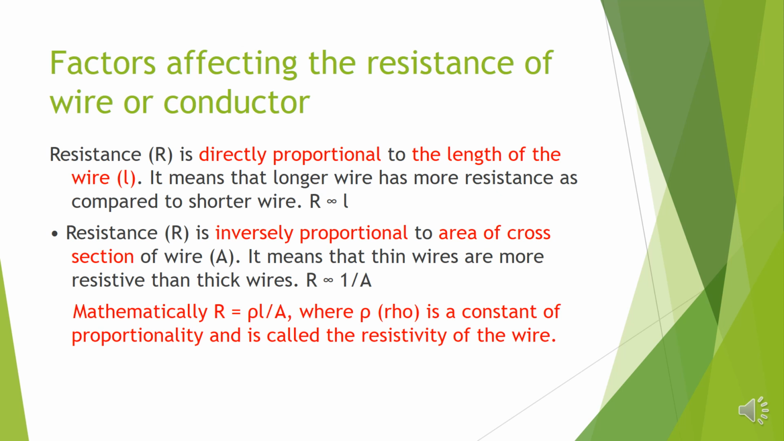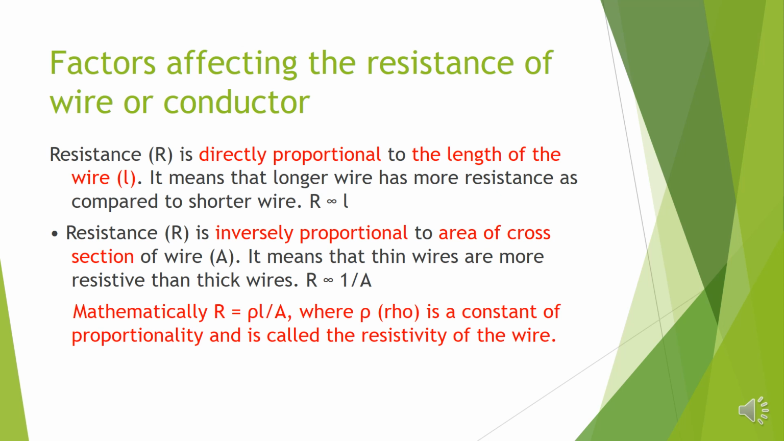We know that there are certain factors which affect the resistance of a conducting wire. What are the factors? Resistance, which is symbolized by capital R, is directly proportional to the length of the wire L. It means that the longer the wire, the more the resistance. That means R is directly proportional to L. If you take a shorter wire, you get less resistance.